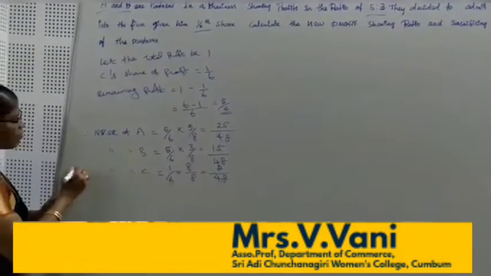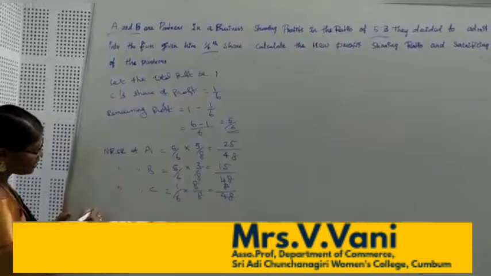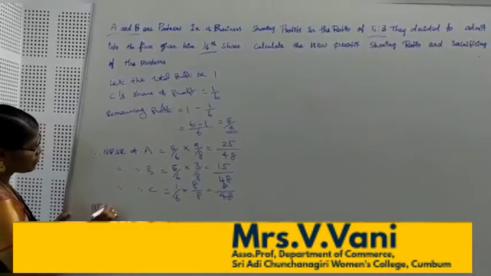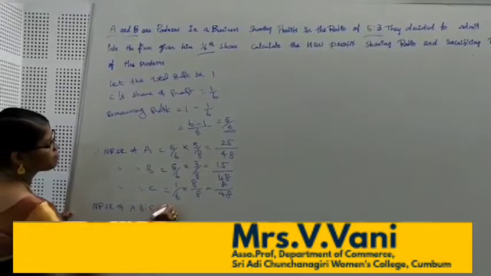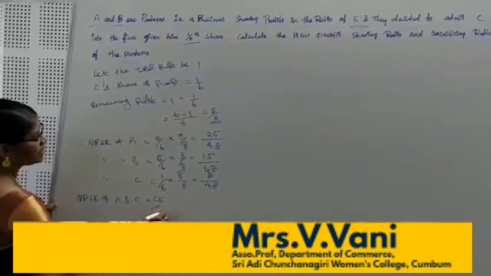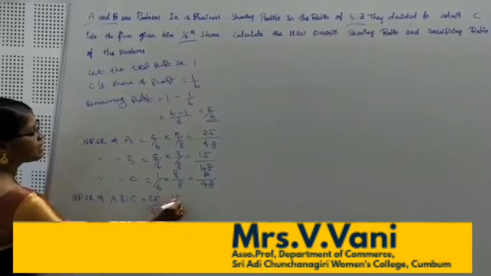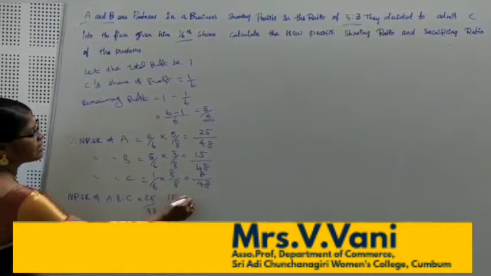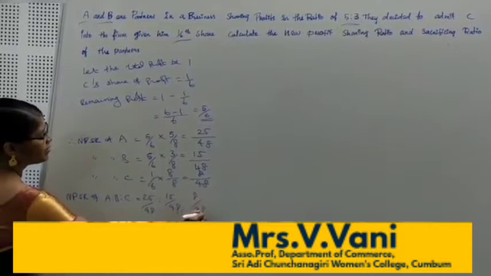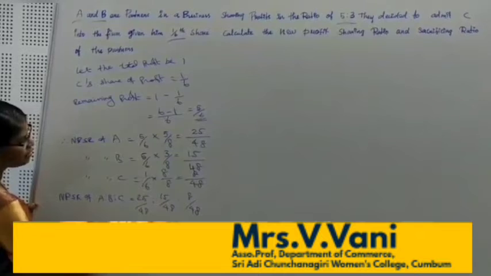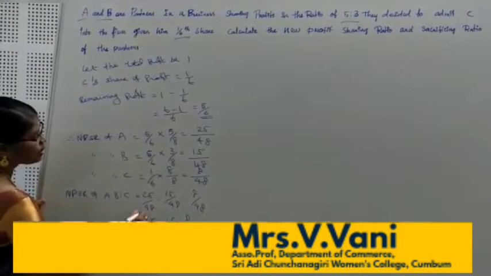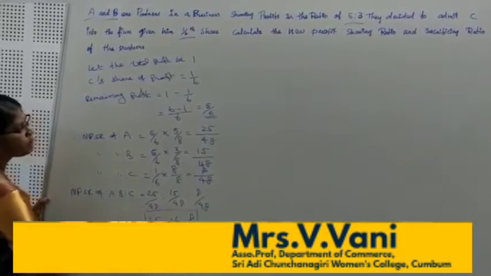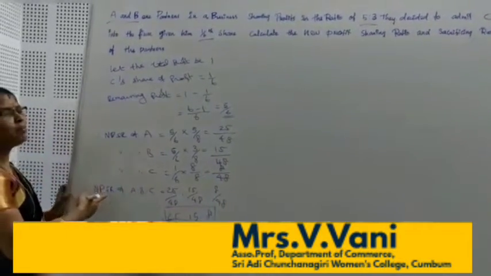So we can easily calculate the new ratio of A to B to C. The new profit sharing ratio of A to B to C equals 25/48 to 15/48 to 8/48. Therefore, 25 to 15 to 8 is the new ratio of all the partners including the newcoming partner.